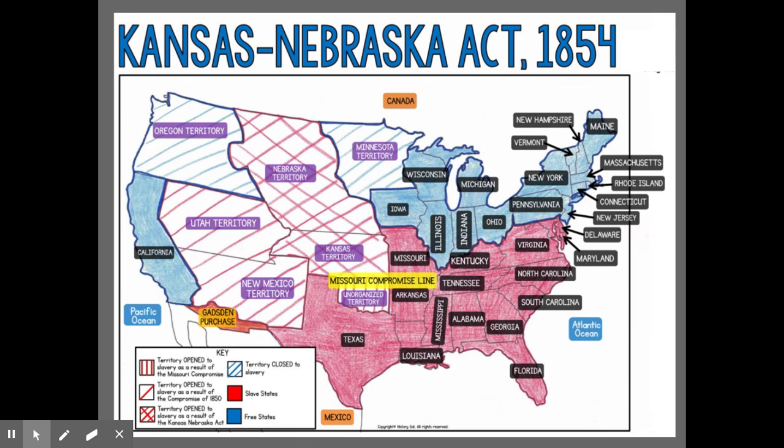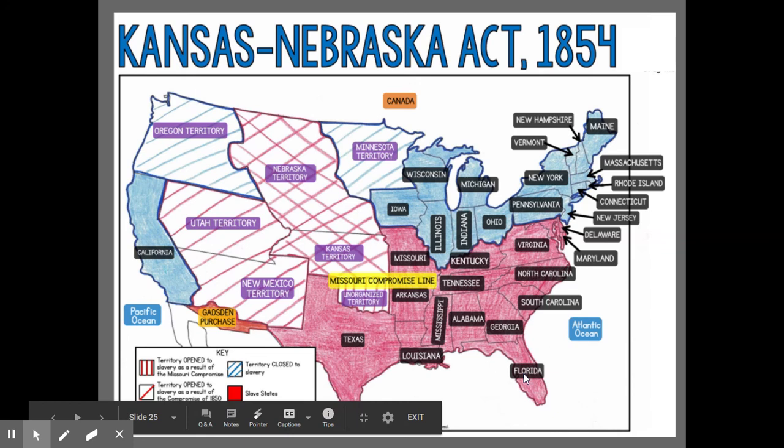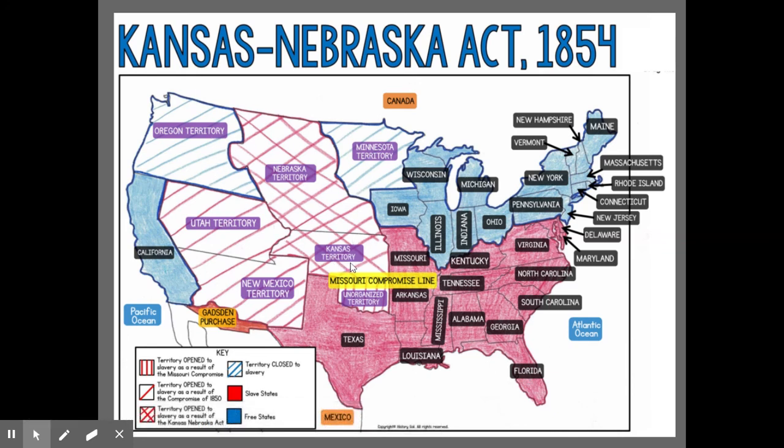So here's what Kansas-Nebraska does. Here's how this changes, okay? Because remember, everything up here was closed to slavery, right? So now Kansas and Nebraska are technically open to slavery. It's up to them as to what they vote and decide to do. So Kansas-Nebraska gives them popular sovereignty and gives them the ability to vote and decide whether they want to be free or slave.